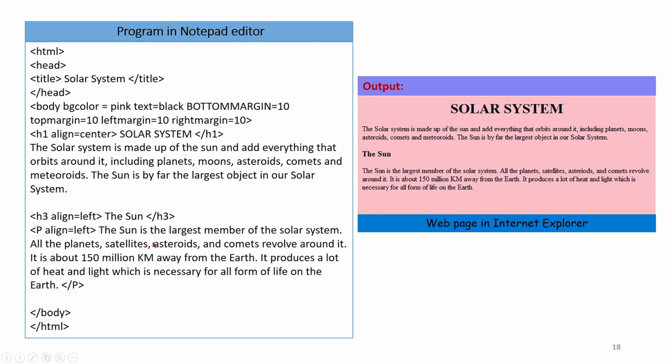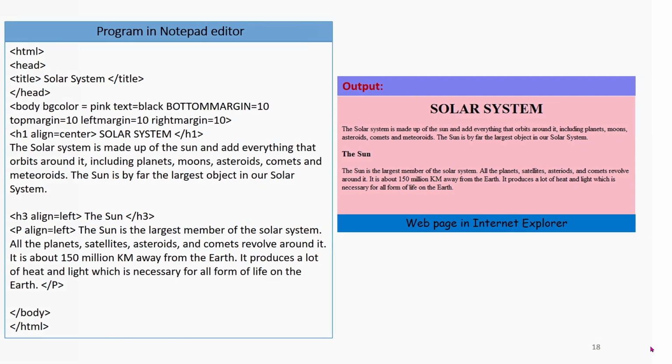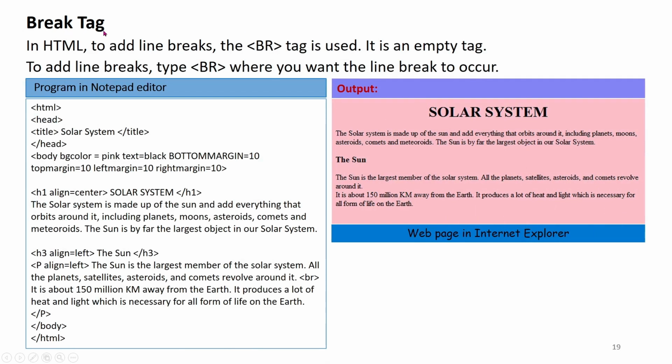You would have also done the alignment in your MS Word also. So P align left, and then I have written the text here. Then I will end my paragraph with slash P, end my body tag with slash body, and end my HTML program with HTML closing tag. Now comes the break tag. Do you remember? Break tag is empty tag, means for this BR tag or the HR tag, we do not require any closing tag.